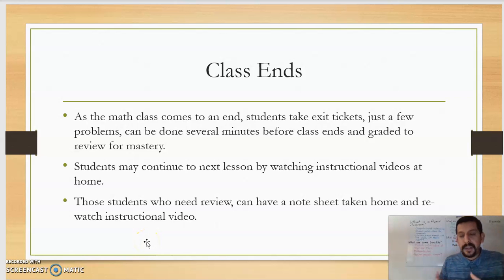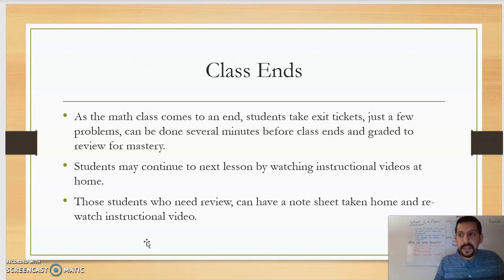As class starts to end and wind down, a great idea would be to provide exit tickets, just a few problems. It doesn't have to be more than 4 or 5 problems, just to see if students have mastered the skill. You can quickly grade them because you do not want to assign a lot of problems. And then before they leave for the end of the day, you can tell the students to either review that same instructional video, or they can move on to the next video as well.